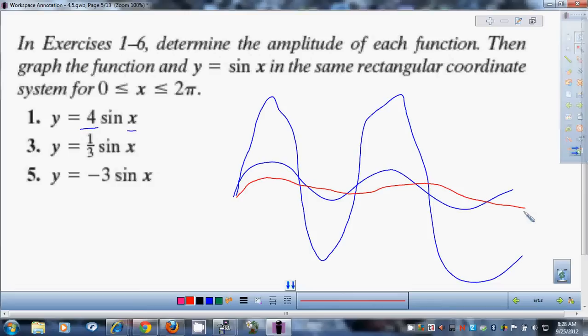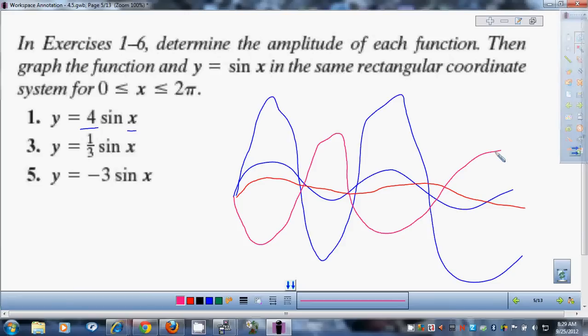What do you think the negative is going to do? Same thing it did on these. What was that? Yeah, it's just going to flip it. If you have a negative amplitude, it's still going to stretch it, but instead of starting out going upward, you're going to start out going downward. Like that. It's stretched, and it just flipped.